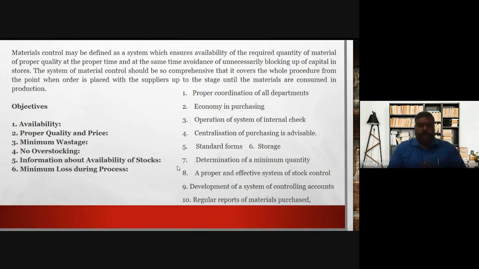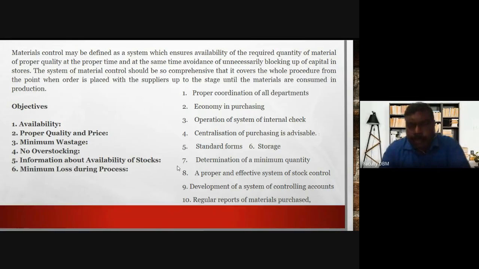If we want to control the materials, compulsorily we have to see the availability, proper quality, and price, minimum wastage, and no overstocking. Information about the availability of stocks and minimum loss during this process.